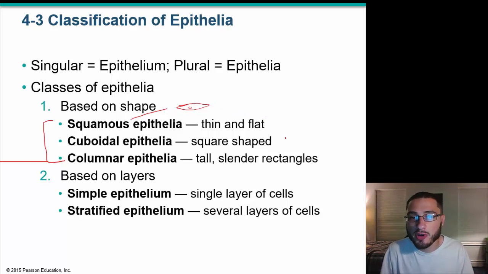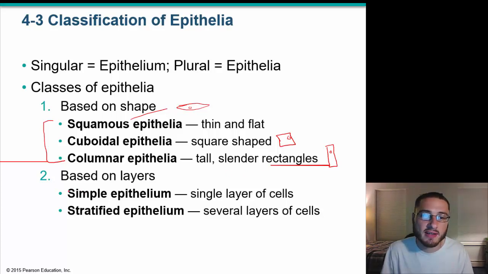Okay, then you have cuboidal, sounds like cube. These are cube-like cells. And then you have columnar. It's like a column. It's more rectangular. Those are columnar cells. And then you have two different types based on how many layers there are. You're either going to have simple or you're going to have stratified. Simple is going to be one layer, a single layer of cells, and then stratified is several layers of cells.